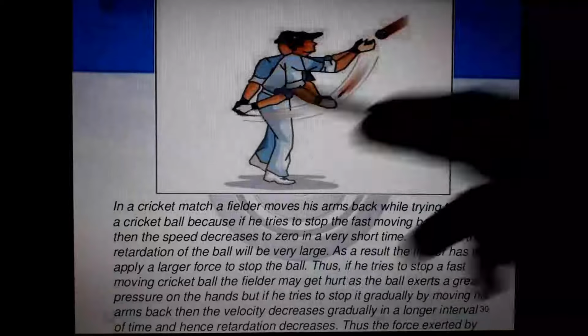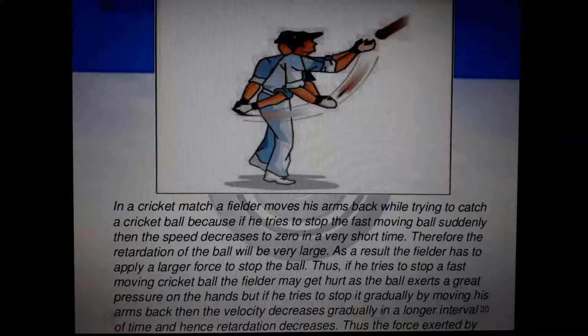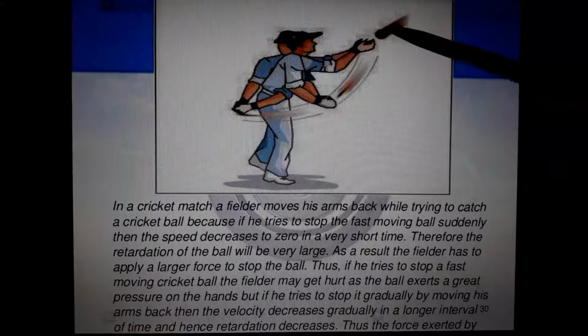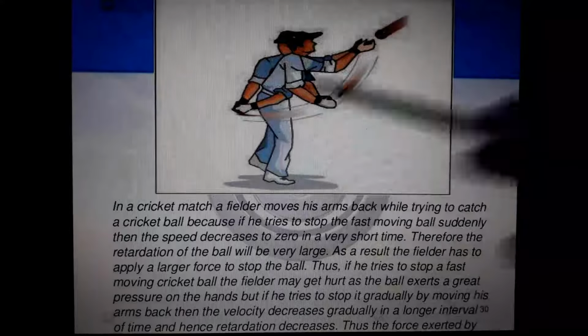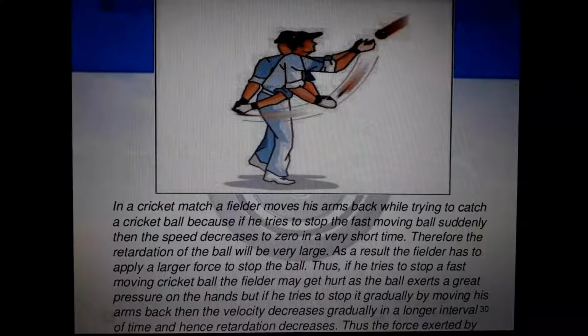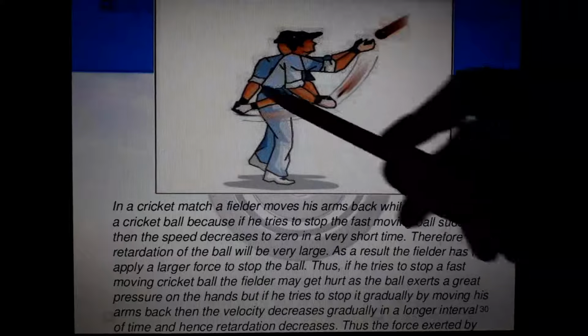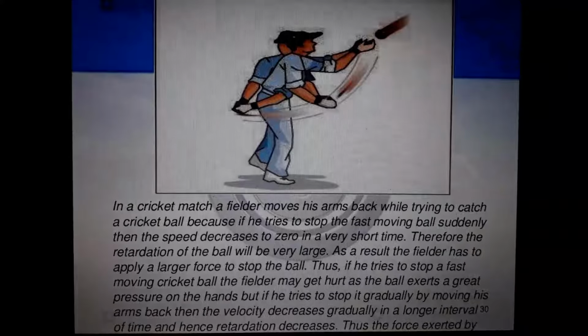This is the initial velocity. When the ball comes, when the boy catches the ball, the initial velocity may be something like 100 km per second. Final velocity is always 0. That means you are making the ball come to rest in your hand. And the time between initial and final velocity is t.